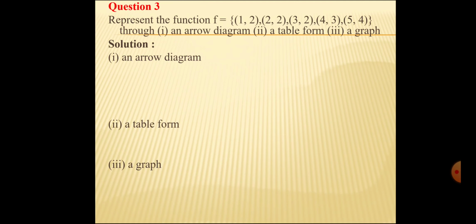Question number 3. Represent the function f equal to {(1, 2), (2, 2), (3, 2), (4, 3), (5, 4)} through an arrow diagram, a table form, and a graph. Here the set of all ordered pairs is already given in the question. In the last sum, you had to find the set of ordered pairs. But here it is already given, so you simply draw the diagram.